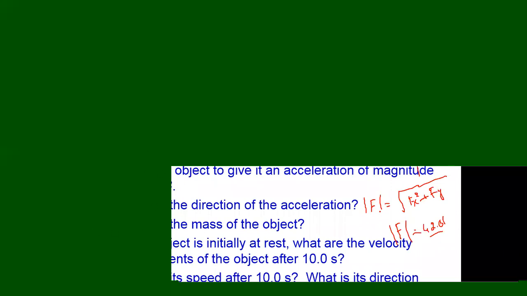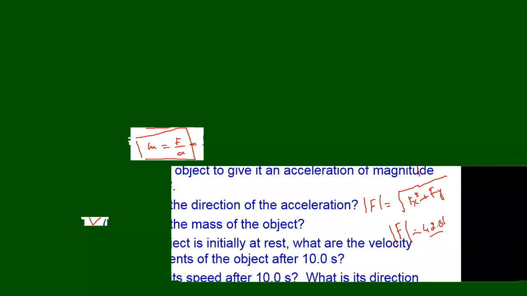The last part was part B, how to find mass. With the help of this formula, M is equal to F by A, you can find the mass. First, you need to find the magnitude of force. For the magnitude of force, we have the formula square root of Fx squared plus Fy squared, and acceleration is given.